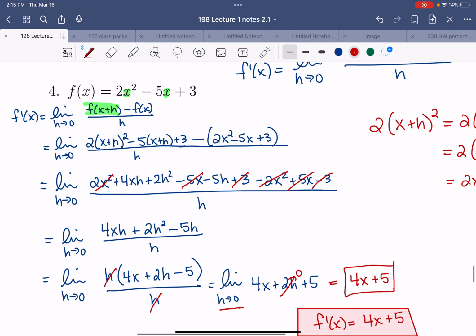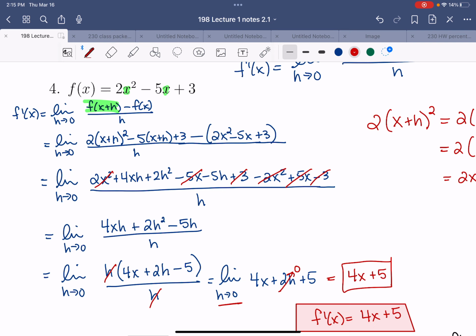This is about the level that you're going to expect to see on the exam. So make sure we're comfortable with our polynomials at the very least.